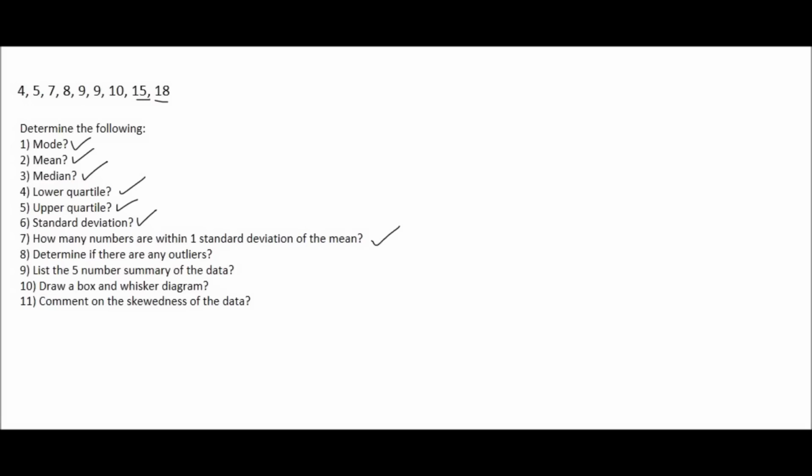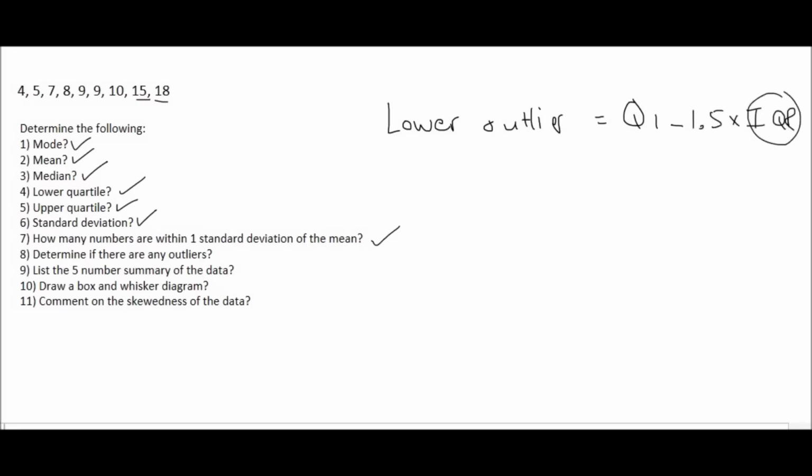Well, statistically, what mathematicians have come up with is to work out the numbers that are too small. So we call that the lower outlier. All you do is you take the value of Q1, which is your lower quartile, which we worked out in number 4, and you subtract 1.5 multiplied by the IQR. Now the IQR is the interquartile range, and what that means is Q3 minus Q1. So that's the upper quartile minus the lower quartile.